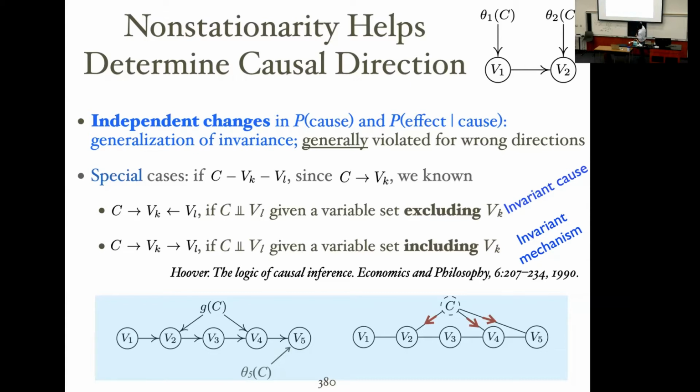And that's an example for this one. For V5, you can see V4 changes. And for V5, the mechanism also changes. You can discover that part as well. So essentially here, you can discover all the directions.